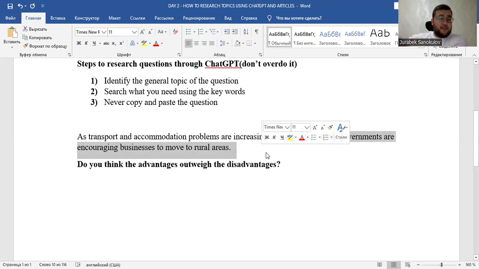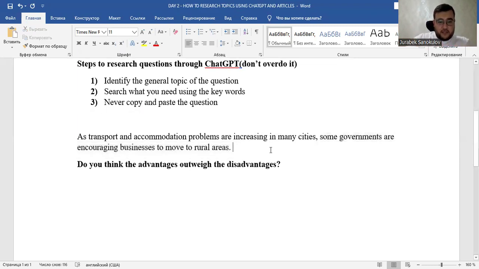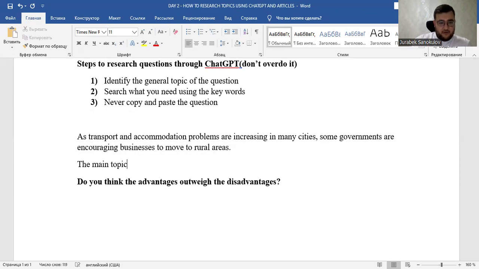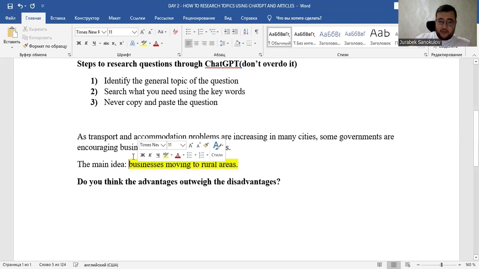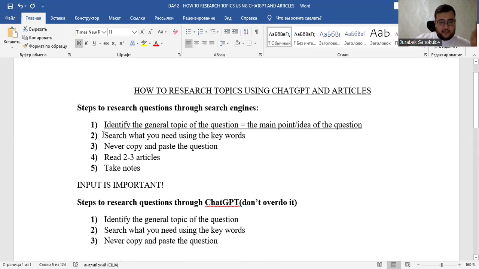Governments trying to move businesses to rural areas, or shorter version would be to say businesses moving to rural areas. We need to discuss this. We need to focus on this. Businesses moving to rural areas. So the main topic or main idea, businesses moving to rural areas. So now we have identified the main topic of the question. And then let's look at the second step. Research what you need using keywords.